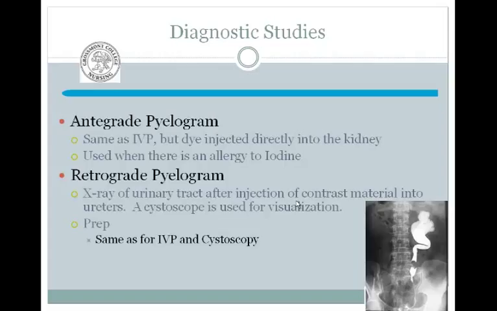Then we have antegrade pyelogram and retrograde pyelogram. You can read more about these, but they're similar, but the dye is injected directly into the kidney, into the renal pelvis usually, and then they see where it travels. So the picture there, you can see it in the renal pelvis, go into the ureters, and it'll go on then to the bladder.